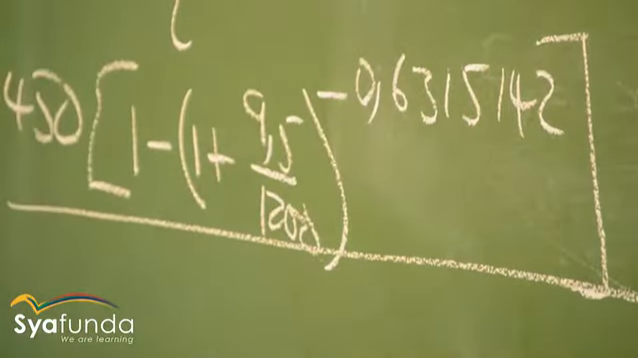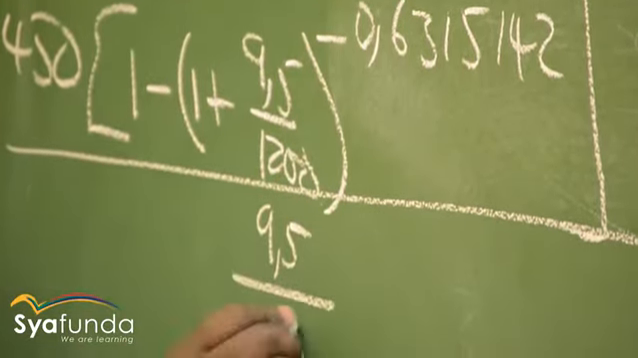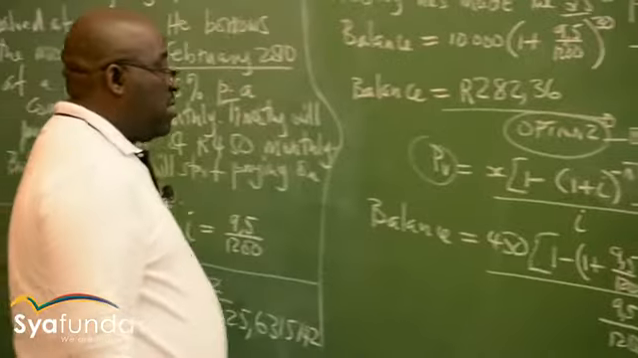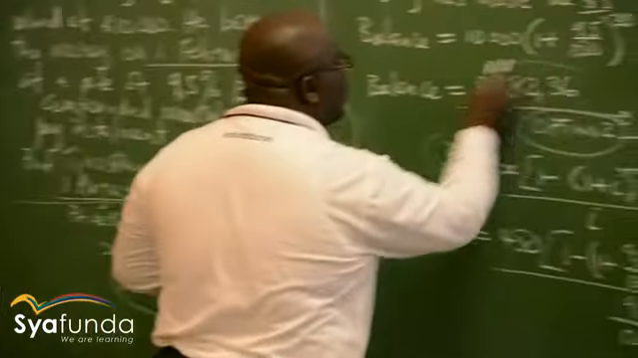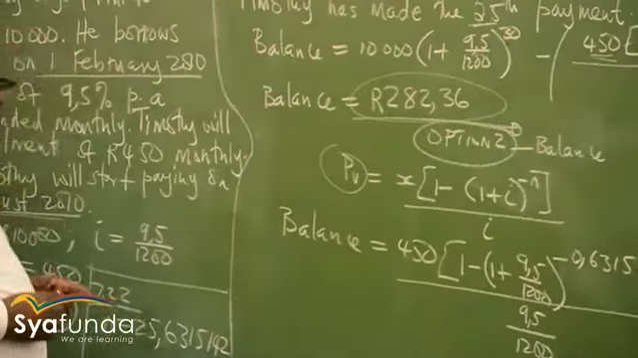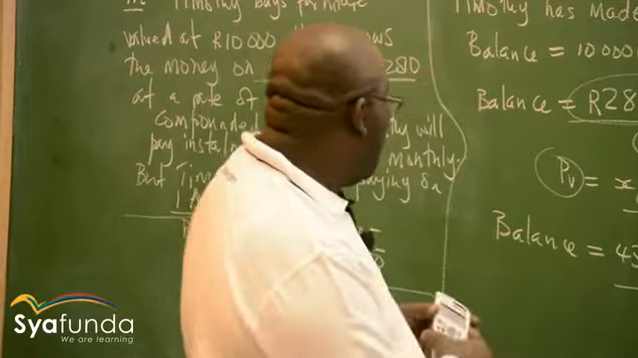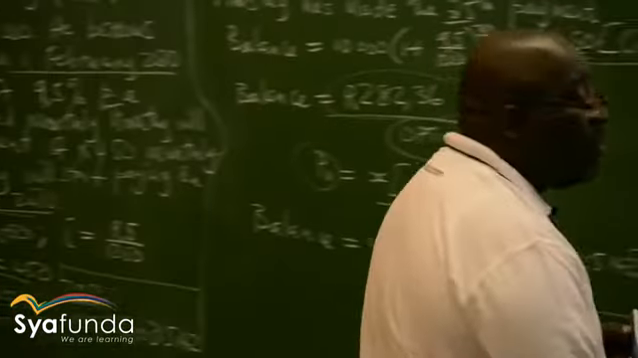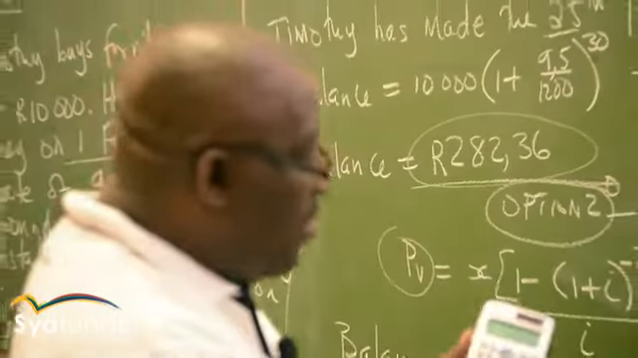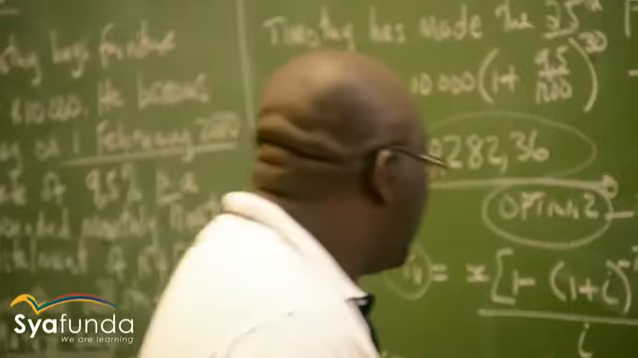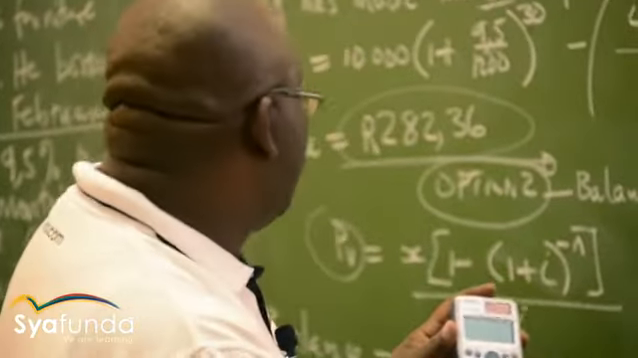What is my i? My i is 9.5 over 1200. Remember, in this particular case, we already know the answer. We've done it in the first option. Let us check if we're going to get the same solution here. We just go to our calculator and check the balance. Remember, I'm dealing with a fraction here. There's a numerator and a denominator, so I start with a fraction pattern first.